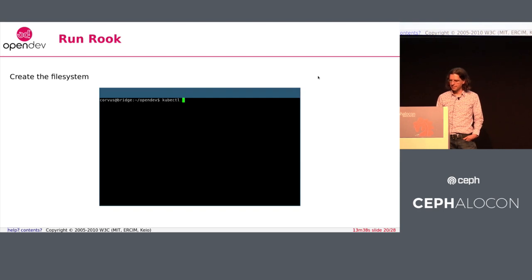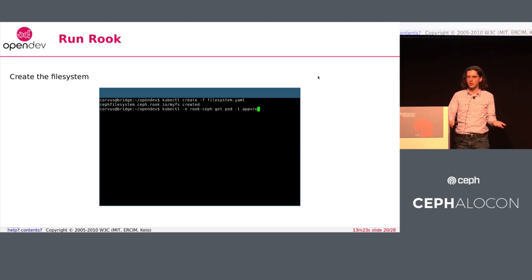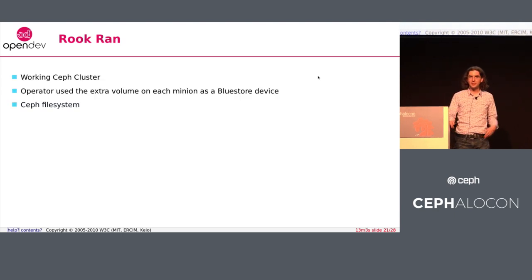Now that we have Rook up and running, we're going to create the file system. This is another bit of Kubernetes YAML that we run, and again, once this is added into the Kubernetes cluster, the Rook operator sees it and creates the CephFS file system for it. If you look at the pod listing there, you can see that the metadata storage for the file system containers are up and running. Now that Rook is done, we have a working Ceph cluster. The operator noticed the extra volume that we had attached to each of our minions and used that as the backing storage for the Ceph cluster. And we've created our Ceph file system that we're going to use to put the Git repositories on.